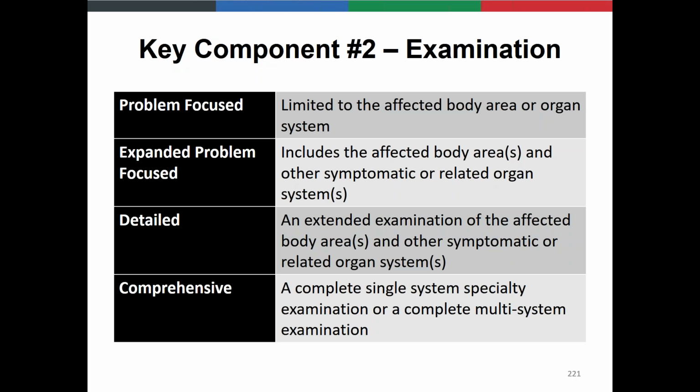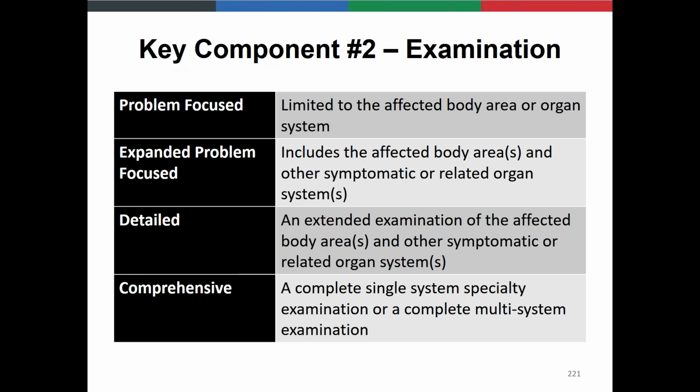Maybe the cough is not related to a cold, but maybe it's related to asthma. So then they're going to take that exam and expand it to include other systems in the body that might contribute to that patient's cough. Okay, so that would be considered an expanded problem-focused exam. A detailed exam is going to be an extended exam of the affected body areas and other symptomatic or related organ systems. And then a comprehensive is going to be a complete single system specialty exam. Okay, and there's two types, or a complete multi-system exam top to bottom.